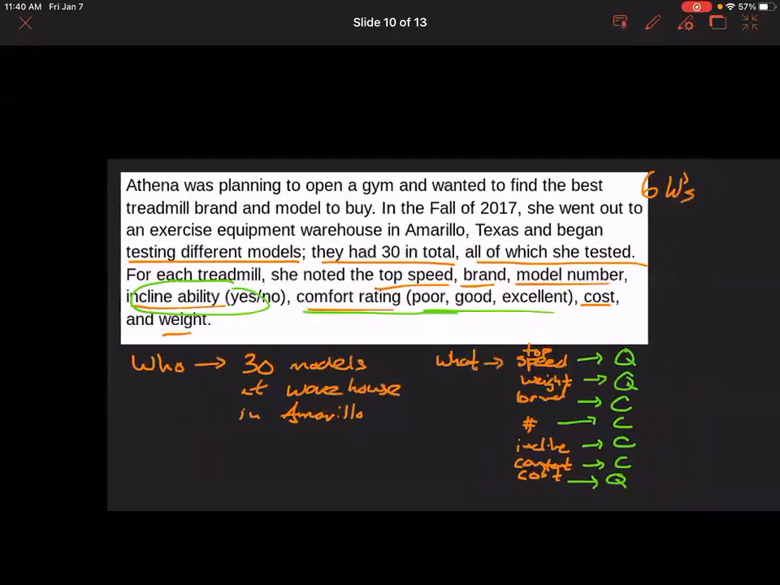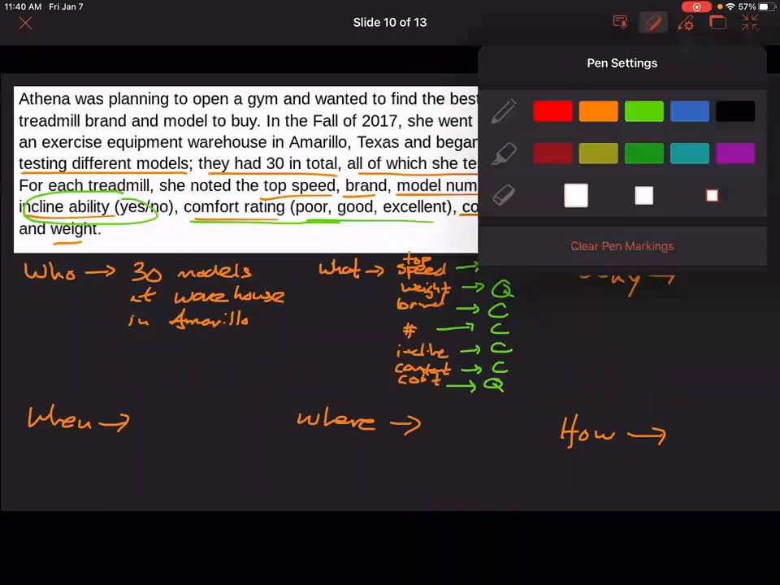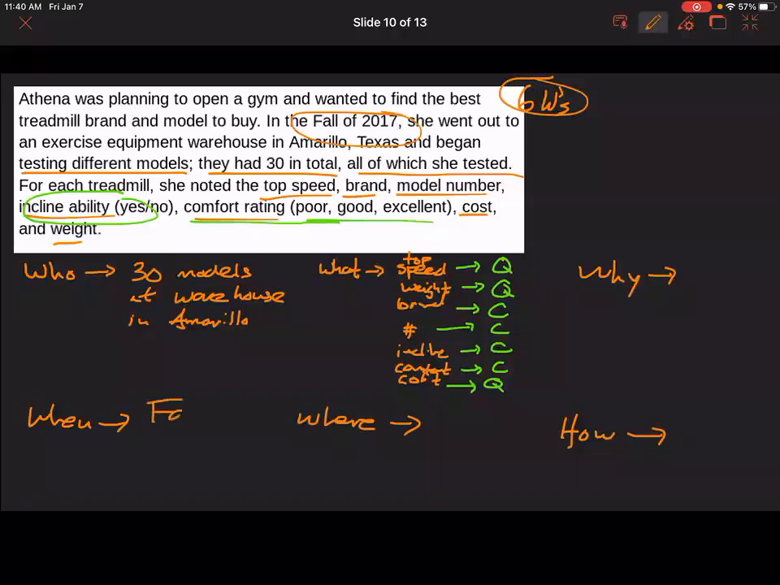So let's zoom out a little bit. Let's see, what are our other W's? Again, there's 6 in total: who, what, when, where, why, and how. How, we'll call it a W because it has a W on the end. So when, does it tell us when? It says in fall of 2017. Where, it says Amarillo, Texas.